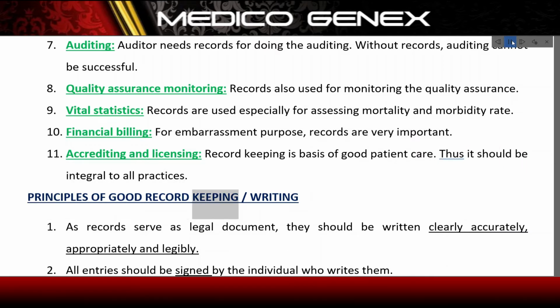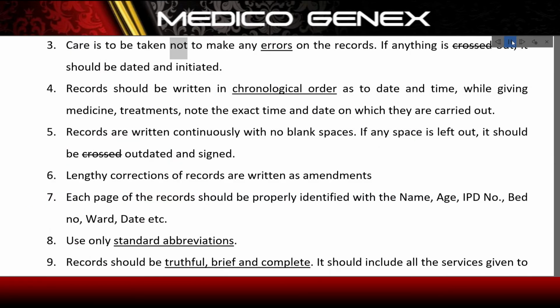Principles of good record keeping and writing. As records serve as legal documents, they should be written clearly, accurately, appropriately, and legibly. All entries should be signed by the individual who writes them. Care is to be taken not to make any errors on the records. If anything is crossed out, it should be dated and initialed. Records should be written in chronological order as to date and time.